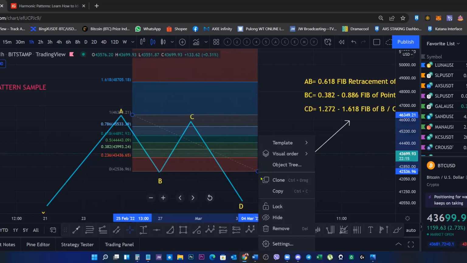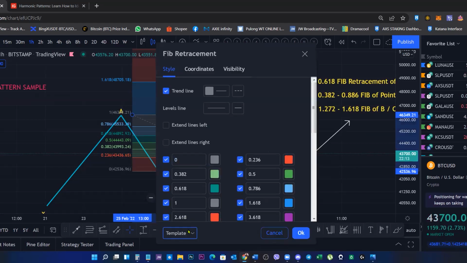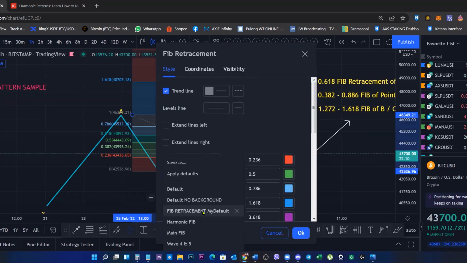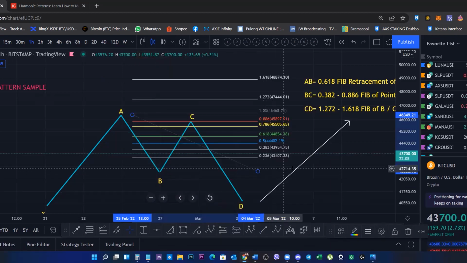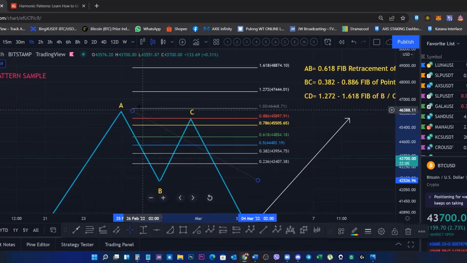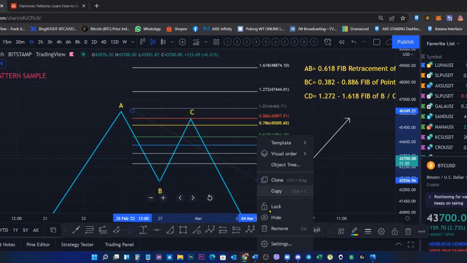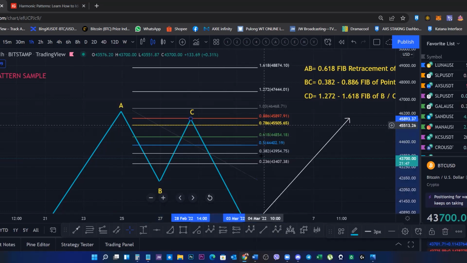I'll just change it now to my setting. So point A to B. As you can see now, we have the 0.886. You can just copy or screenshot my screen so you will know my Fibonacci setting. So this is my Fibonacci setting for the harmonic pattern. So from point A to B, where did I point it?